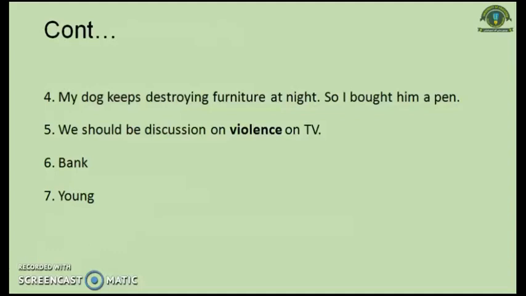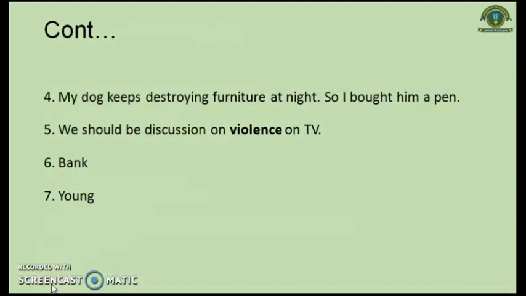The sentence is ambiguous due to the word violence. Whether you are watching violence on TV or there is a violence on TV. As I said, the word gives ambiguity. Just as here the word bank is given. Bank means river bank or even the financial institutions. In both cases we can use the word bank.